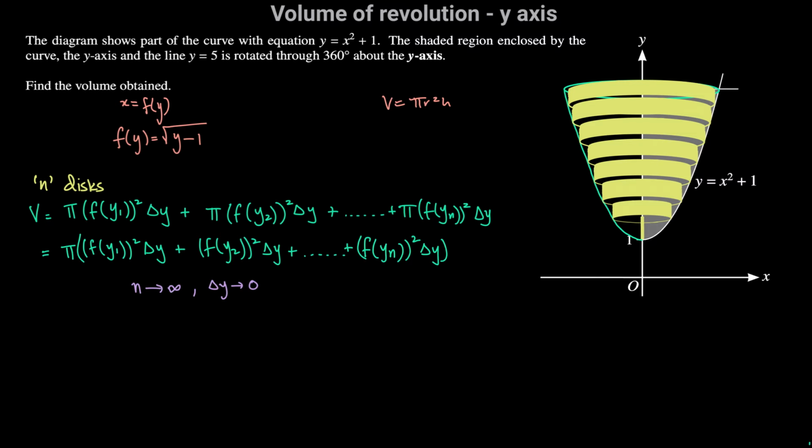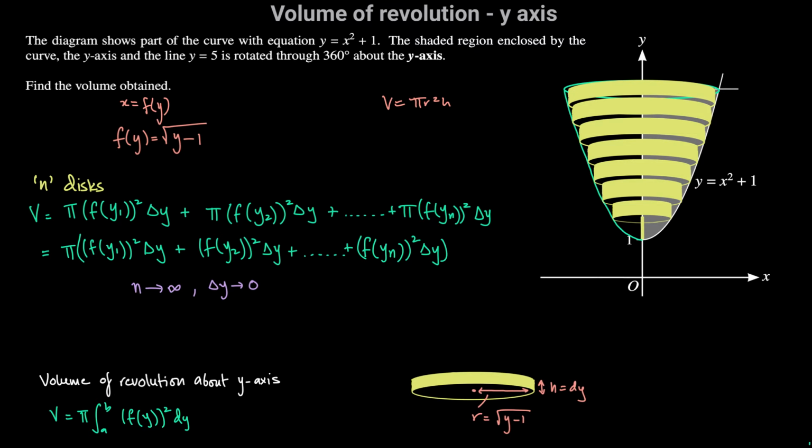And then we can say that if we have an infinitely large number of disks, a very, very large number of disks, each of which has a very, very tiny height, almost equal to 0, the sum of the volumes of those disks is equal to the volume of the shape obtained. And that volume can be calculated using the following expression. Here we can say that the volume of revolution or rotation about the y-axis is V equal to pi times the integral from y equals a to y equals b. So in our example, that's from y equals 1 to 5 of f of y, the whole thing squared, with respect to y.